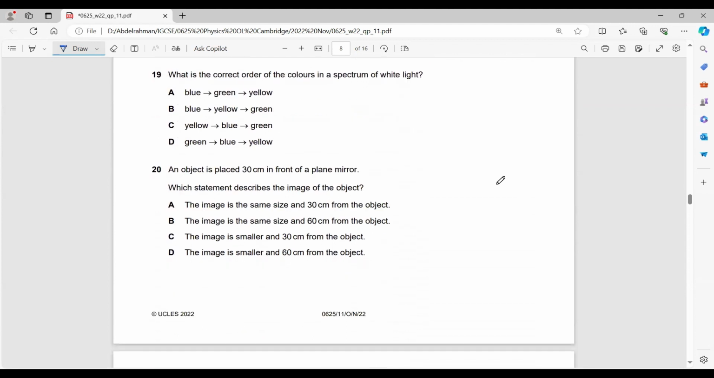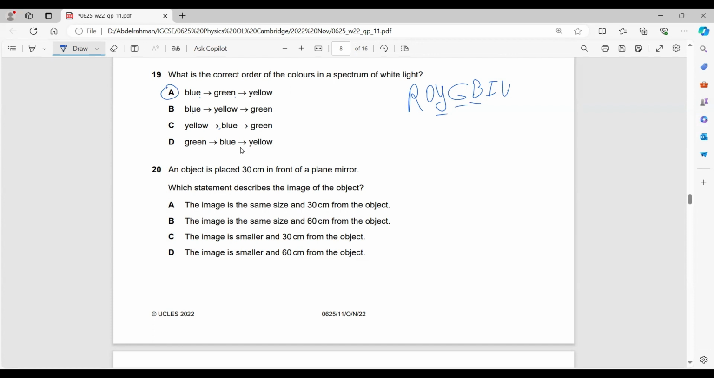Which is the correct order of the colors in the spectrum of white light? We know them: ROYGBIV. Blue and green or yellow, what do you think? If I go the other way around, VIBGYOR, it could be right. So in this case, the only correct order would be blue, green, and yellow.